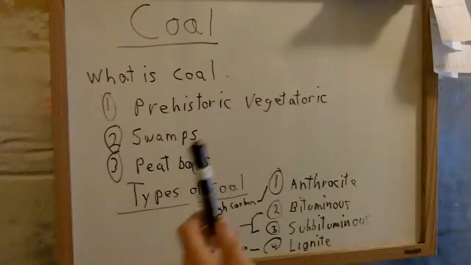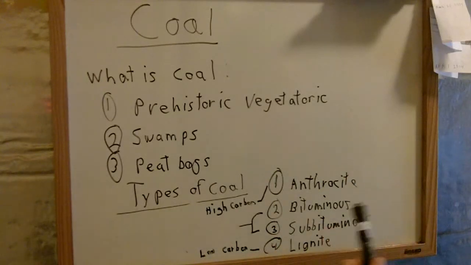Alright, and for your request, let's go right over to the board and see what types of coal there are first. The types of coal are anthracite and a whole bunch of others down to lignite.